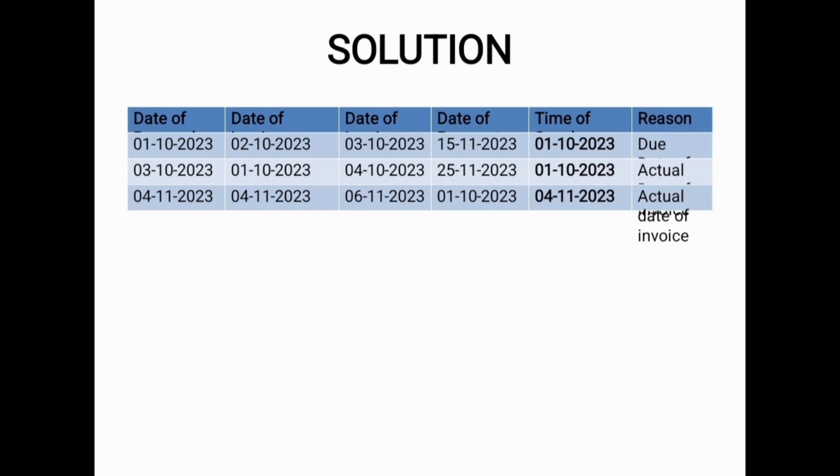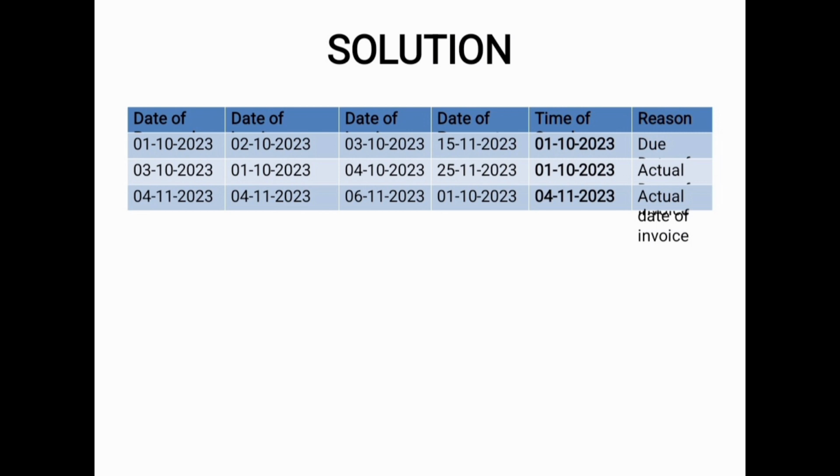The earlier date is 1/10/2023. Now the second one: 3/10/2023, 1/10/2023, 4/10/2023, 25/11/2023. In this case the date is 1/10/2023. Again we check whichever is earlier, and that we consider. So 1st October 2023 is the earlier date, and that is what we call the time of supply.